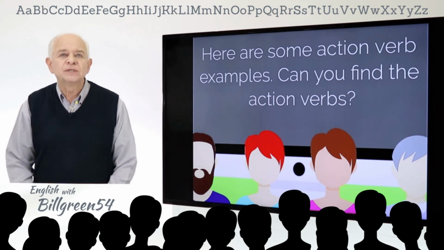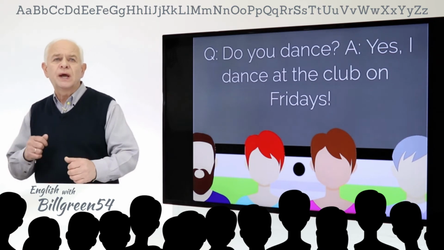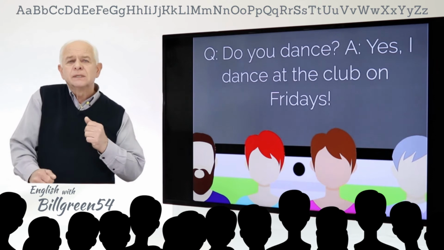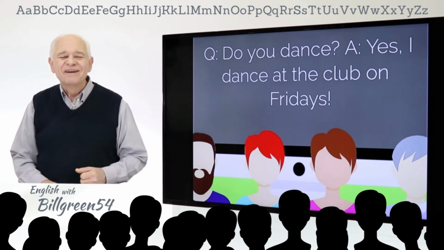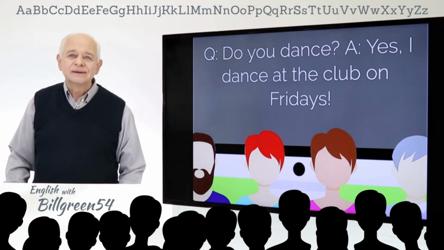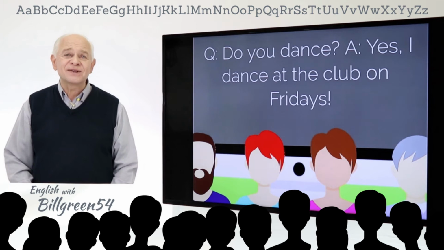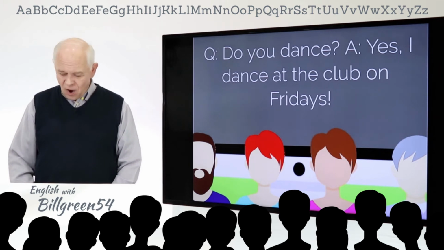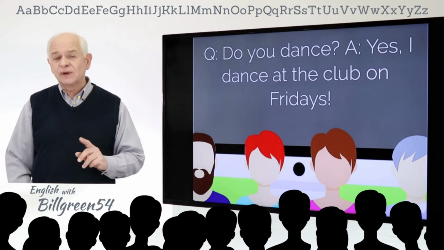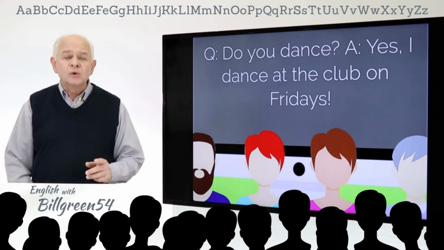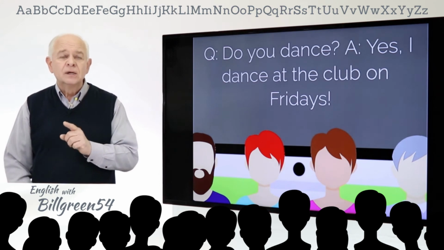Some action examples here. Can you find the action verb? So, do you dance? Hey, do you dance? My wife's watching me, by the way. Would you like to go dancing tonight? Yes. Okay, let's do it. Do you dance? Yes, I dance at the club on Friday. So, to dance. Don't forget, dance is also a noun. I'm going to a dance Friday.